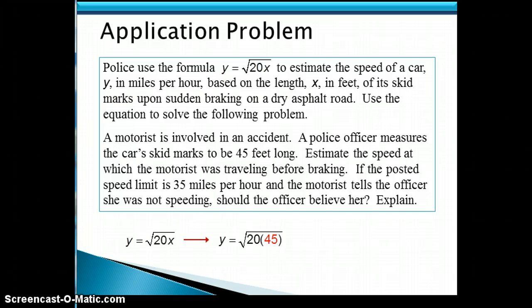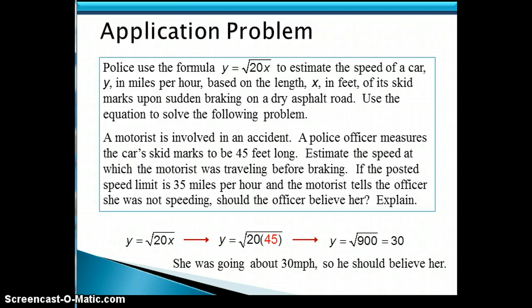So we would take that formula and replace the x with the number 45, and then perform that multiplication. So 20 times 45 is 900. And when you take the square root of 900, we get 30 as a result. So it looks like she was going about 30 miles per hour. So of course the officer should believe her. She wasn't speeding. That's it for today.